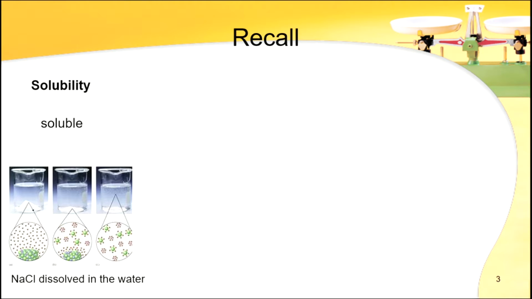Here is the sodium chloride, the solid particles of NaCl, and this is the water. You can see that at the end of the reaction, the solid particles of sodium chloride disappear in the water.